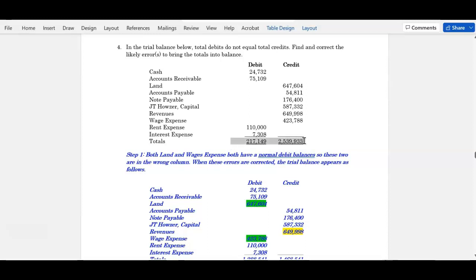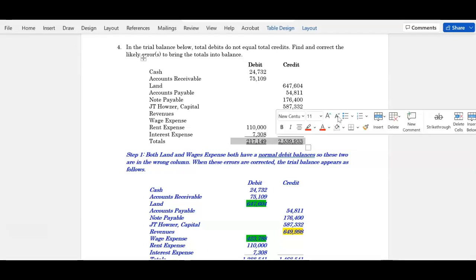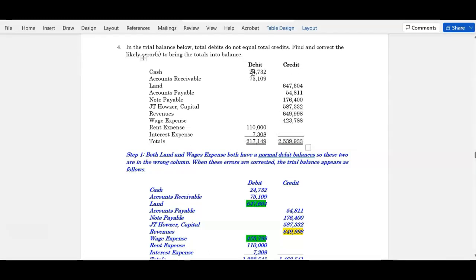Wow. Okay. So you do step 1. Is cash debit? Yes. Accounts receivable debit? Yes. Land? Ooh, wait a moment. Land should be debit, not credit. It's an asset. Okay, highlight that. And then how about accounts payable? Yes, it's credit. Note payable is credit. Capital is credit. Revenue is credit. Ooh, wait a moment. Wage expense should be debit. Why is this credit? Highlight that too, right?